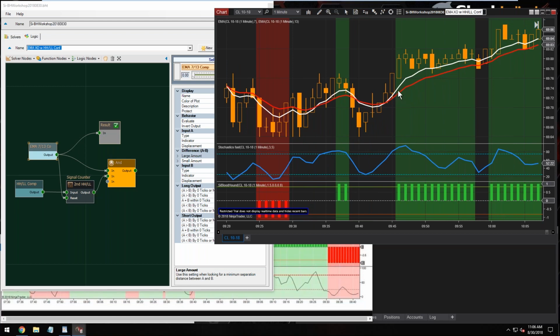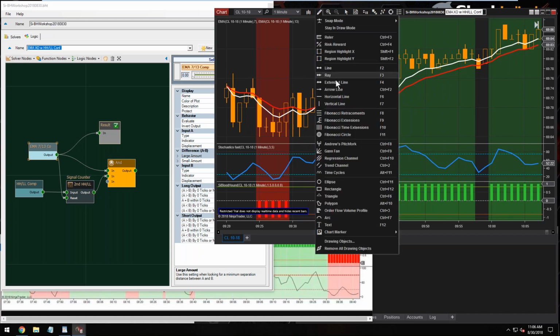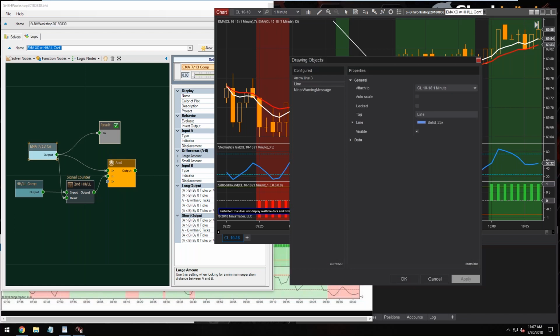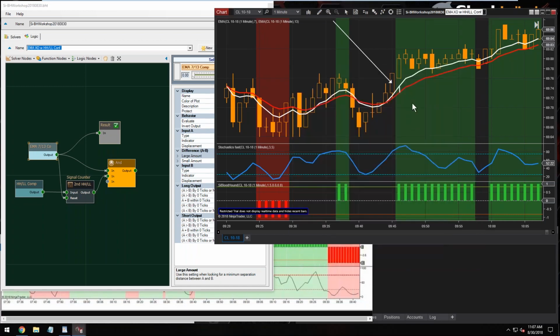All right, and then let me grab my arrow again. So as soon as we do get a 1-tick separation between the two EMAs, let's grab a line here. So this distance, this vertical distance, that's what we're talking about. And I guess it's time to set my color for the line here. Just a sec. All right. So that white line there, we want the length of that vertical line to be 1 tick. Yeah, so there you go.